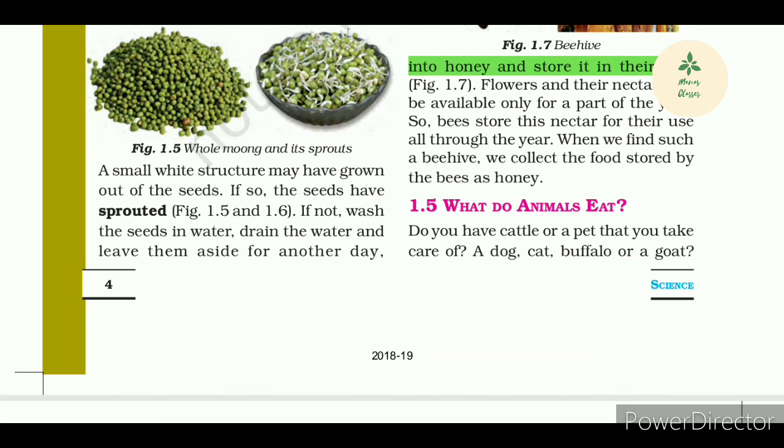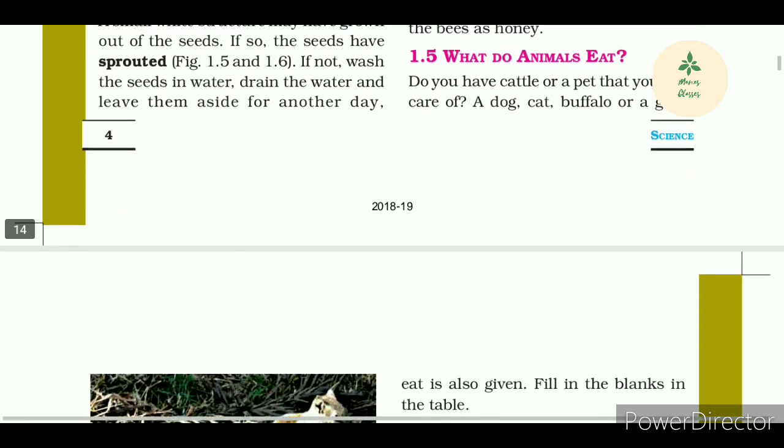What do animals eat? Do you have cattle or a pet that you take care of? If you have a pet, you know what kind of food they eat. If you have a dog, the answer is very easy: dogs love biscuits. Cats love bread and milk. Buffalo or goats like grass, mainly grass they like most, and chapati also.